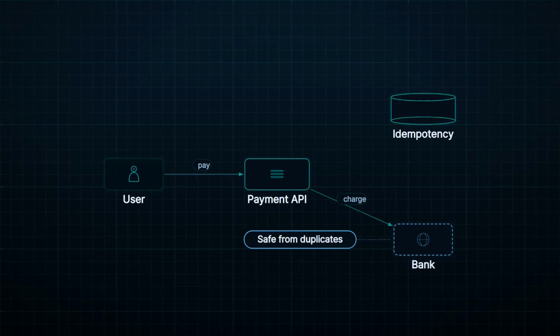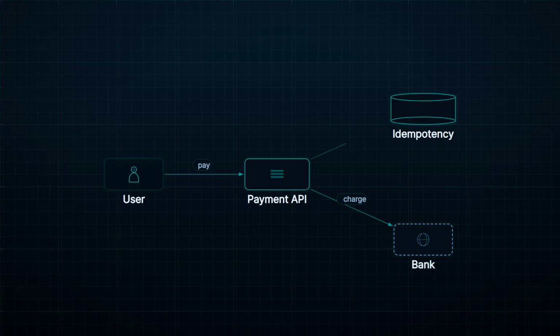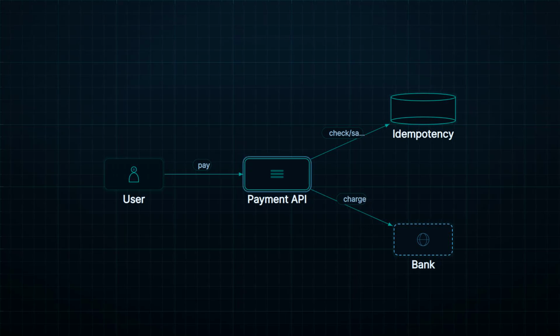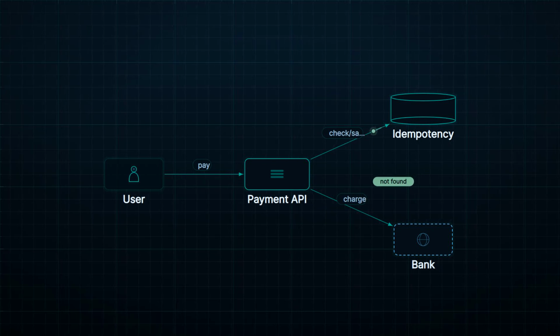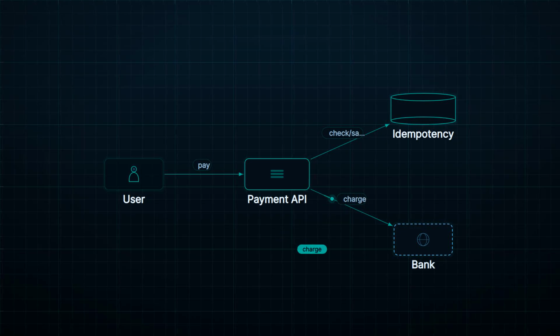We need a place to store these keys, an idempotency store. The payment API will check it before sending charges to the bank. A request arrives from the user. The API checks the idempotency store for that key. Since it's missing, it charges the bank. The bank processes and returns success to the API, which then responds to the user.